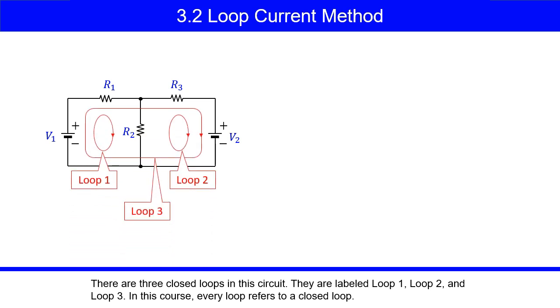There are three closed loops in this circuit. They are labeled loop 1, loop 2, and loop 3. In this course, every loop refers to a closed loop.